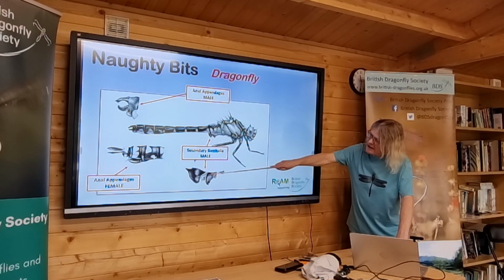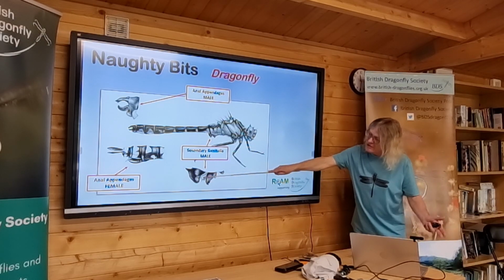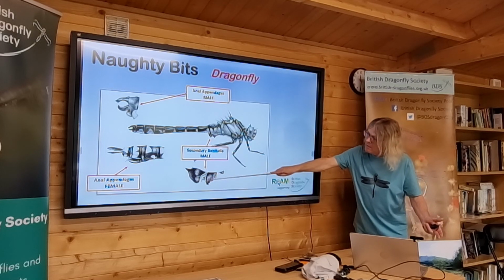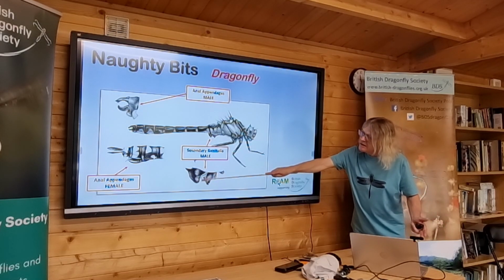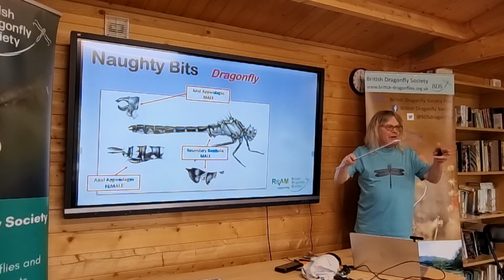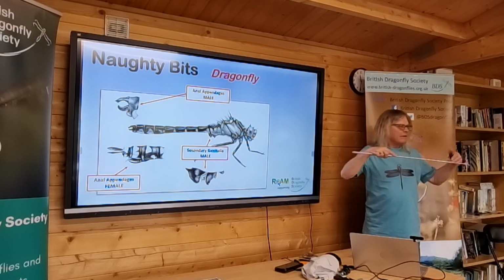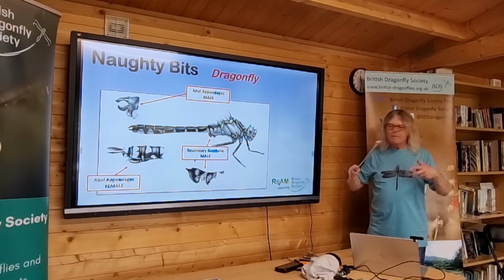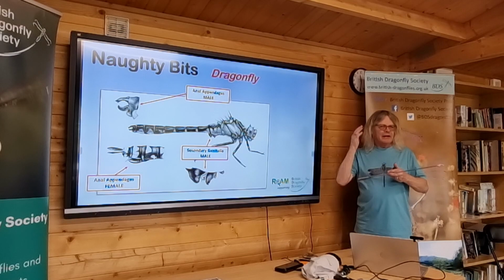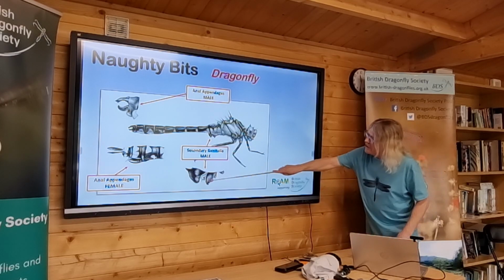In here you can see the penis, which is inserted inside the female, and it has several devices, as you might call them, which remove sperm. They're literally just to scrape out sperm from the female so that the male can then insert his own sperm. These sections here.